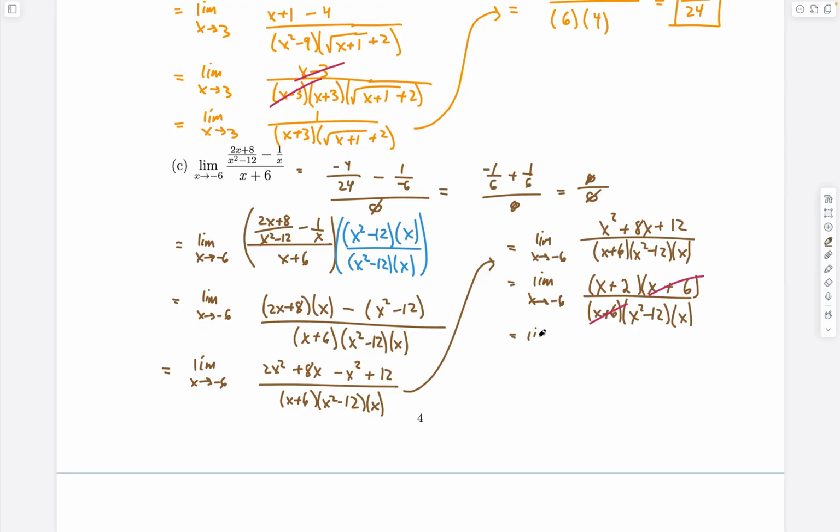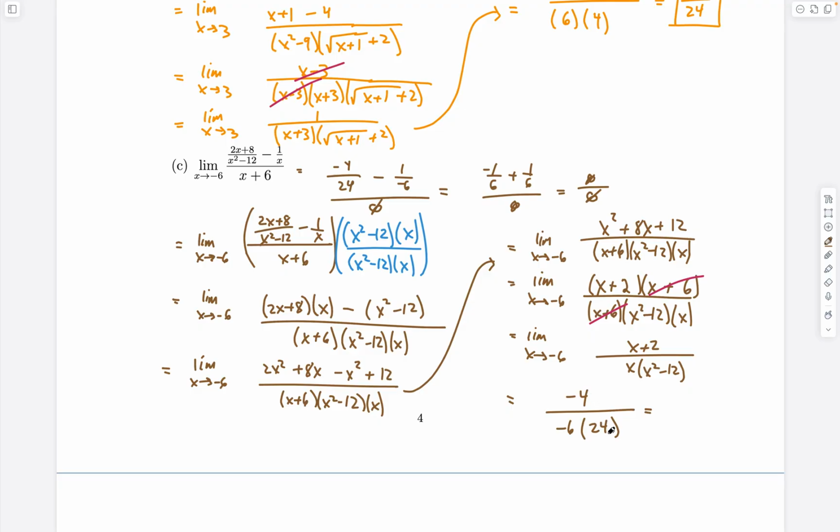Now we go ahead, take the limit, x goes to negative 6 of x plus 2 over x times x squared minus 12. Remember, this is multiplied, so I can put that in kind of any order I want to there. Now we plug in negative 6. In the numerator, you get negative 6 plus 2, which is negative 4. In the bottom, you get negative 6 times 36 minus 12, which is 24. Two negatives go away. 4 over 24 would be 1 over 6, right?